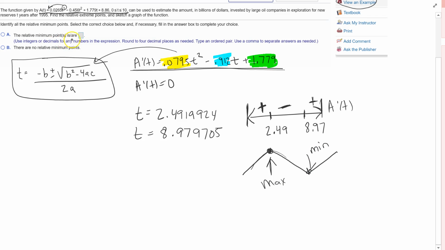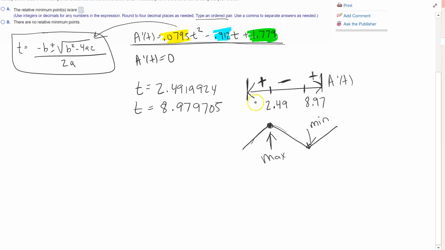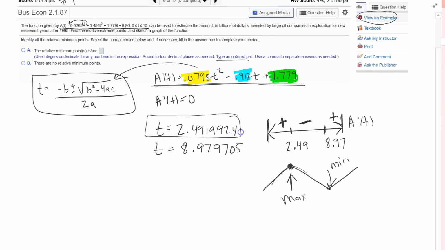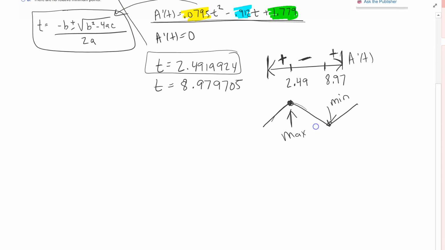The problem wants us to input our answer rounded to 4 decimal places, but as an ordered pair. So I need to plug this value into A of t, into the original expression, and see what I get out. And when I plug in 2.49, you have to be a little careful here. Nope, I wrote that wrong, sorry. 2.49, oh wait, yeah, 19. So if I plug this number in, I end up with 10.8716.